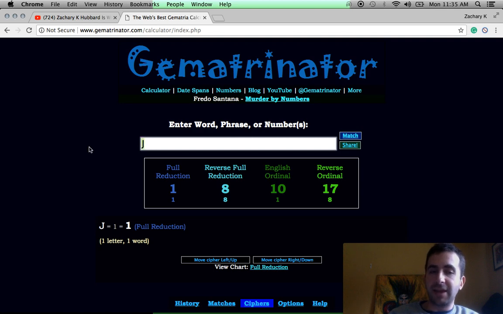The next letter is K, the 11th. In reduction, that's going to be 2. You see that? 1 plus 1 is 2. L's the 12th letter. 1 plus 2 is 3. So in reduction, it's 3.